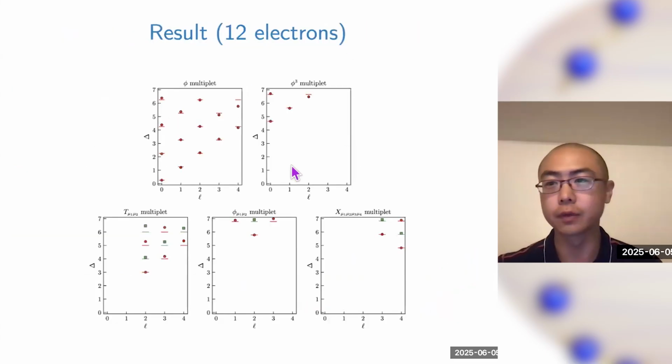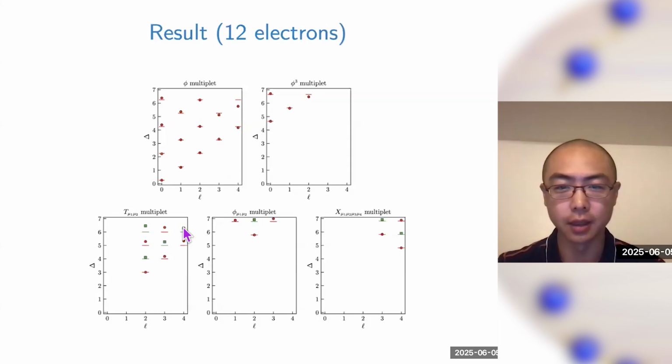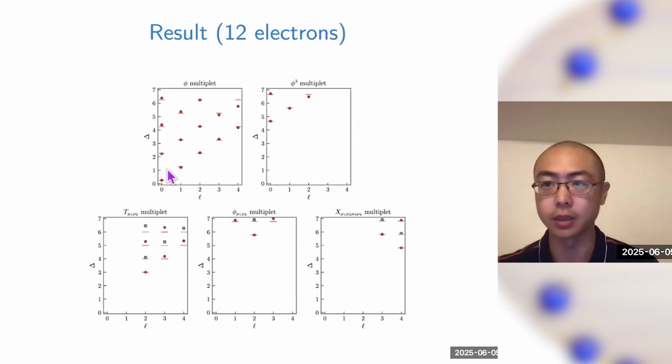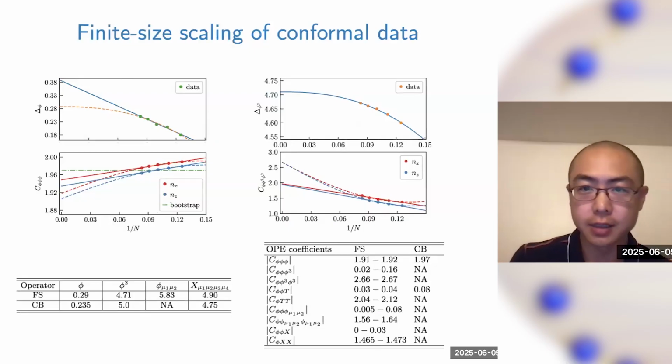And here is the improved result that we get with 12 electrons. And you can see that there's less finite size correction at the even higher energies. So that seems to be a more reliable result than what we have seen for the result we obtained with 8 electrons. And using the same logic, we can do finite size scaling of some conformal data.